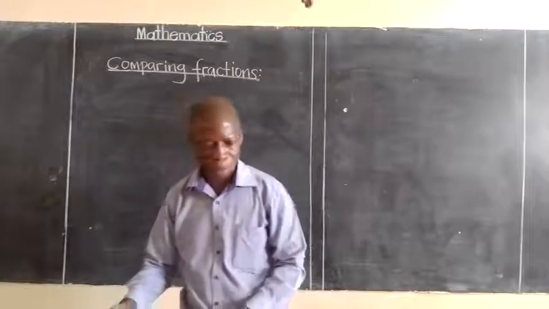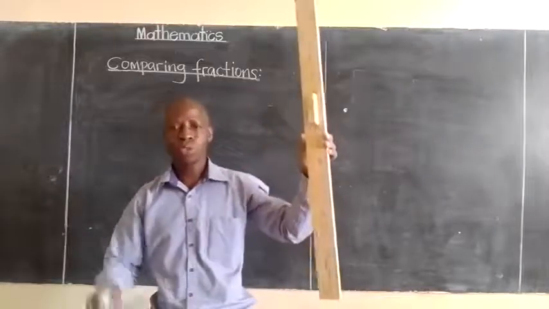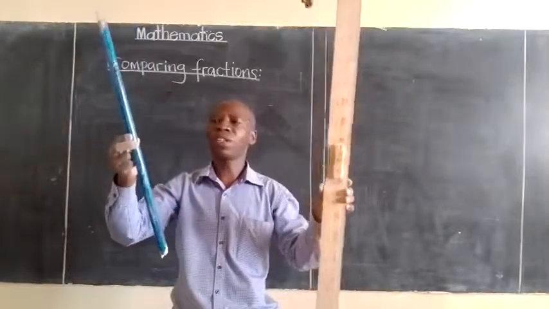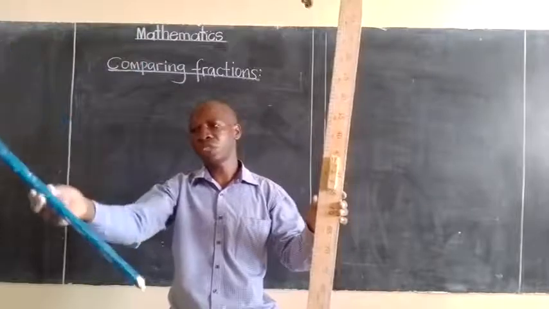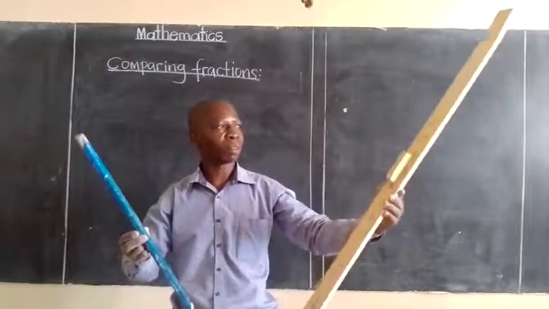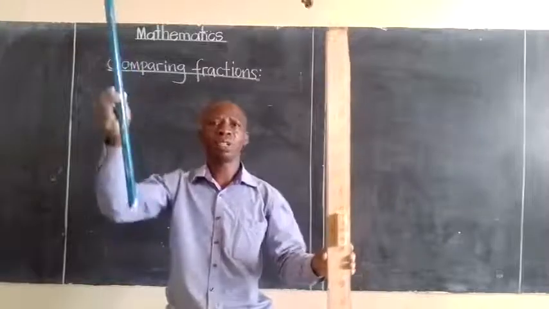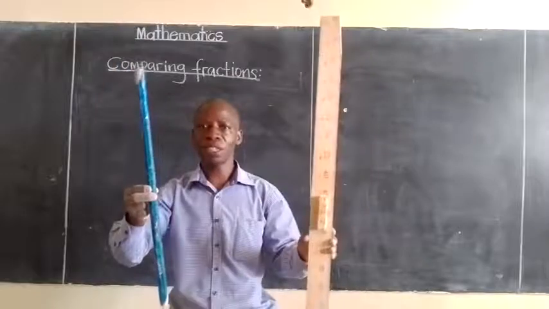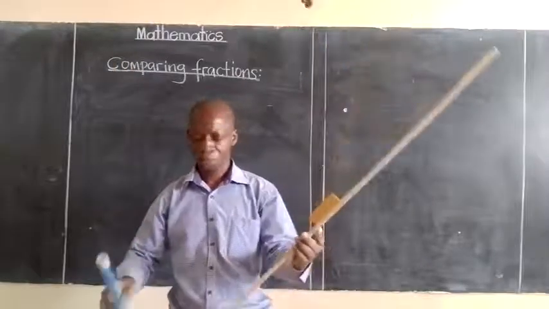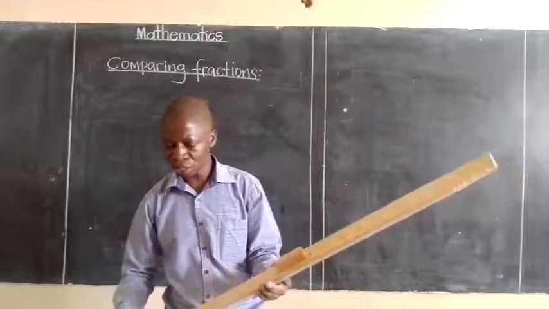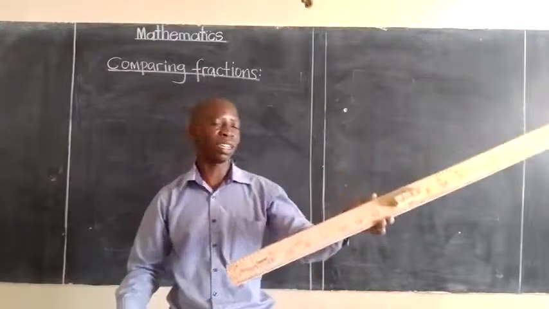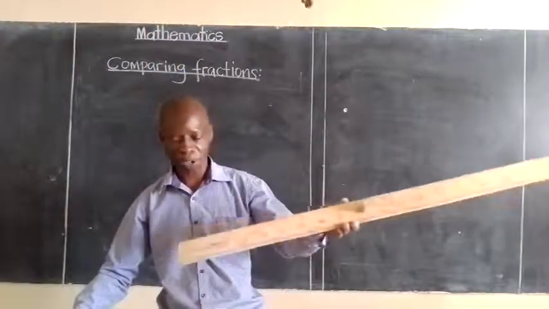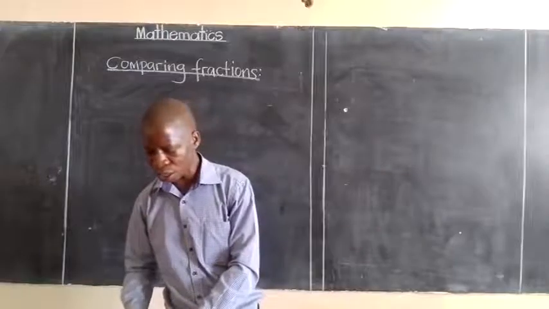Still we can compare. We can compare this ruler to this one. How can we compare? You look at the difference. This one is shorter, this one is longer. That's the difference. This one is rectangular, this one is cylindrical. It is in form of a cylinder, right? This one is in form of a rectangle. So we are comparing.